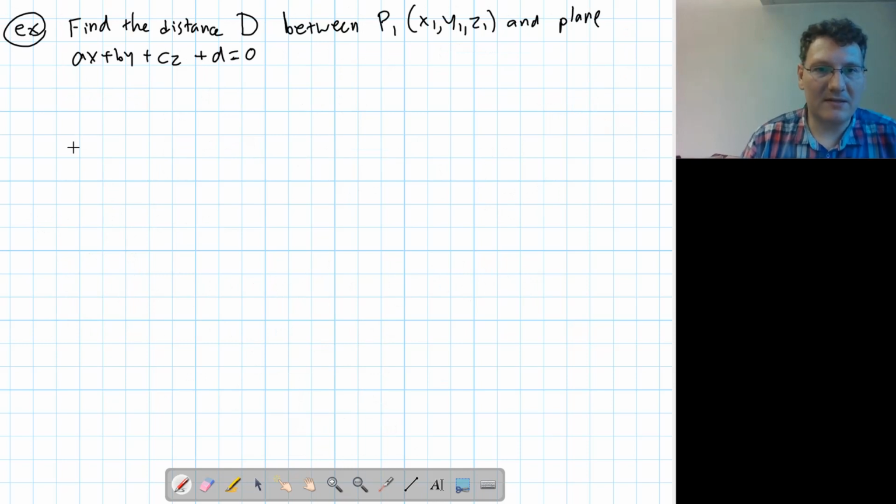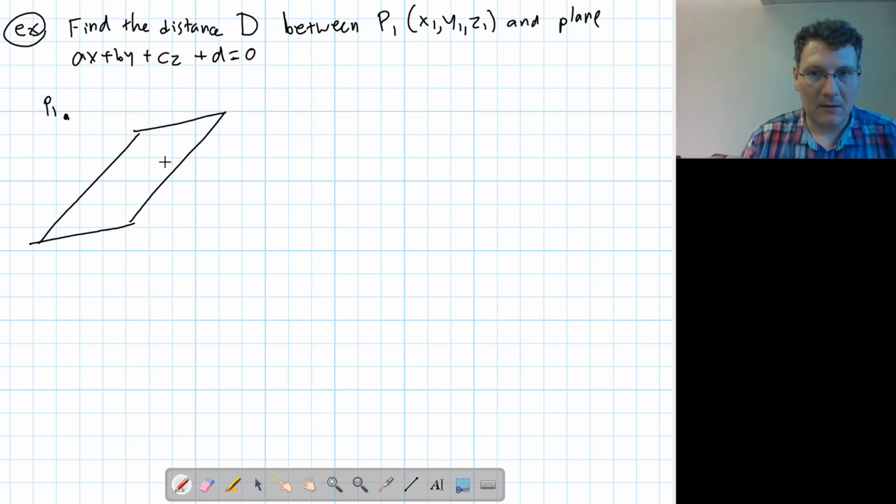Okay, so we want to find the distance between some point P1 and this plane, and the distance is going to be an orthogonal distance. So it's going to be the closest distance, right, to make a right angle. One way we can do this is to take some arbitrary point, I'll call it P0, that's on the plane.